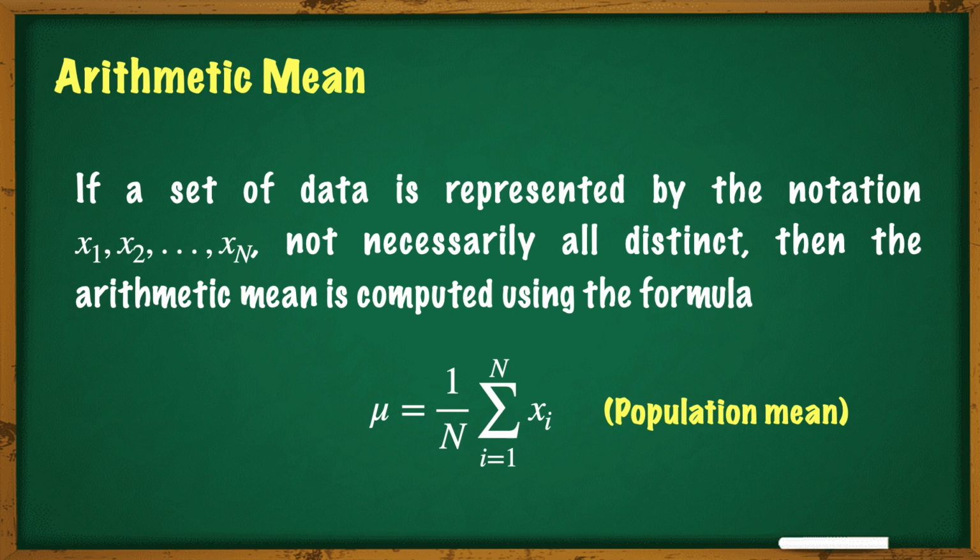If a set of data is represented by the notation x sub 1, x sub 2 to x sub n, not necessarily all distinct, which means that the observations in a set of data could be repeated, then the arithmetic mean is computed using the formula mu, which is equal to the summation of x sub i, where i ranges from 1 to n, all over n. Now, in this equation, the number of observations in the population or the population size is denoted by the uppercase letter N, and the Greek letter mu is used to represent the population mean.